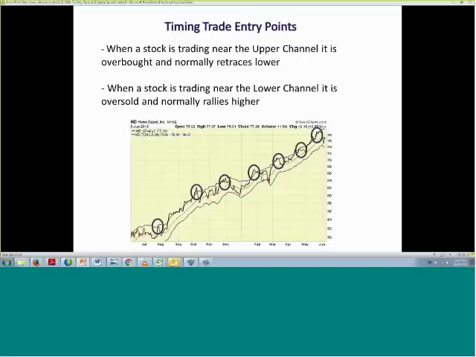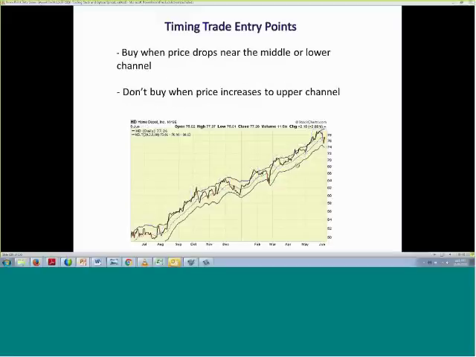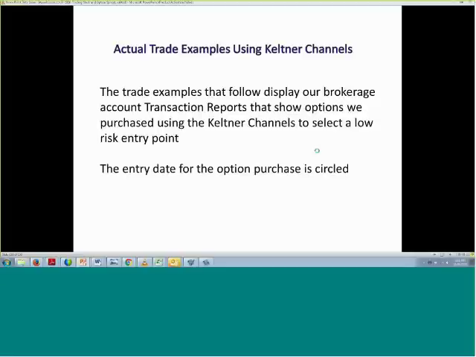And so we don't want to buy a call option when the price of the underlying stock is trading near this upper Keltner channel. We want to wait till it retraces to the middle channel or the lower channel to select a low-risk entry point. So we don't want to buy when the stock is trading near the upper channel. We simply want to wait till it retraces to this middle or lower channel when it's getting oversold, and then buy the call option, and that will allow us to get a low-risk entry.